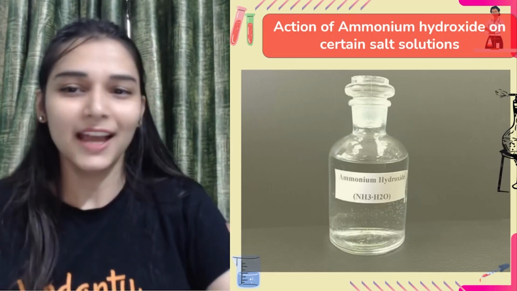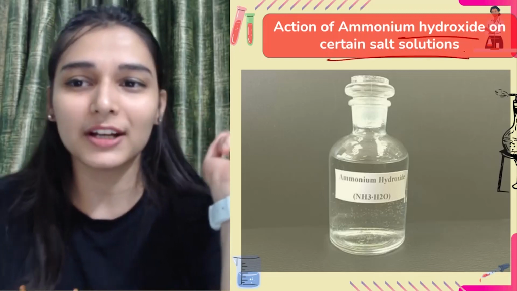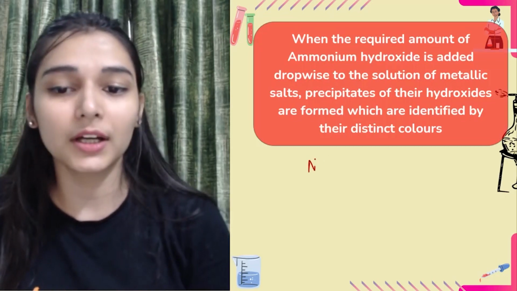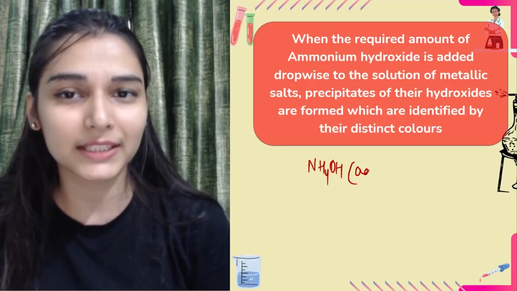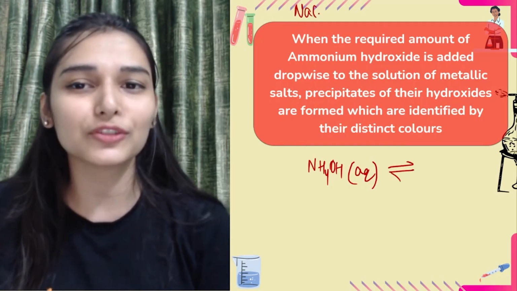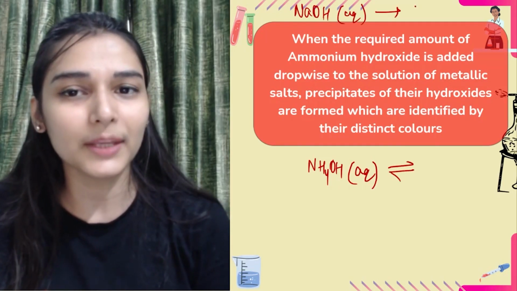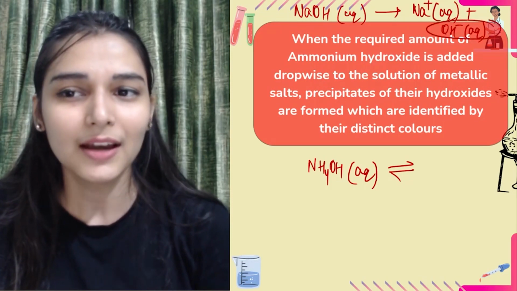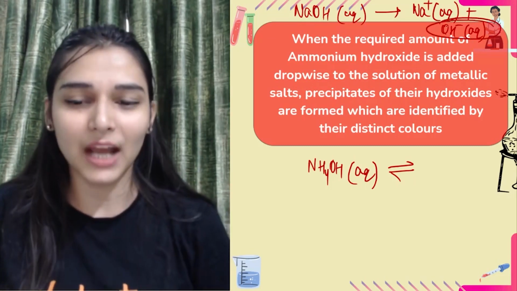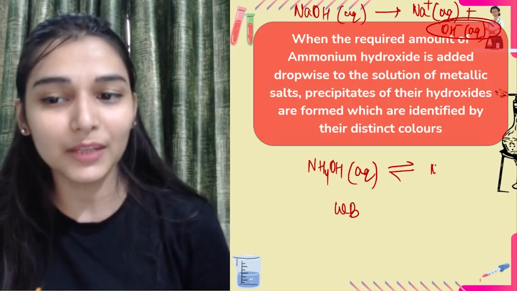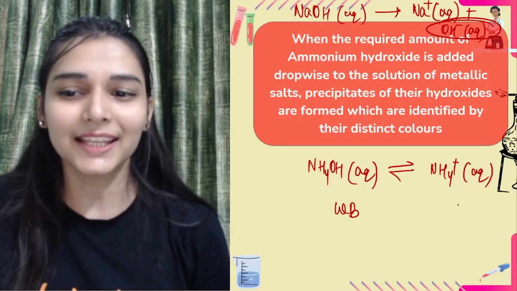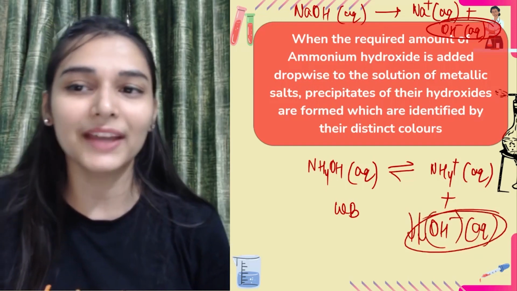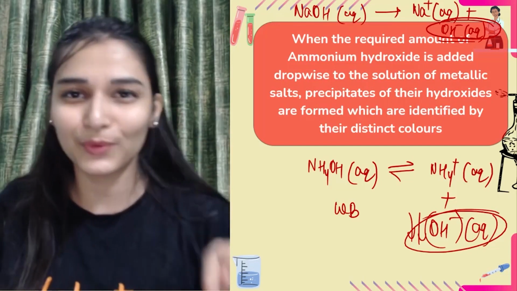Okay, so now the next is the action of ammonium hydroxide on certain salt solutions. One thing you need to remember about ammonium hydroxide is that it is a weak base. When you took sodium hydroxide, that was a strong base. So whatever amount of sodium hydroxide you take, it was completely getting ionized to give OH ions. Lots of OH ions were coming there, but ammonium hydroxide, being a weak base, is partially ionized. So the amount of OH ions you would get here is relatively less compared to the amount of OH ions coming from sodium hydroxide.